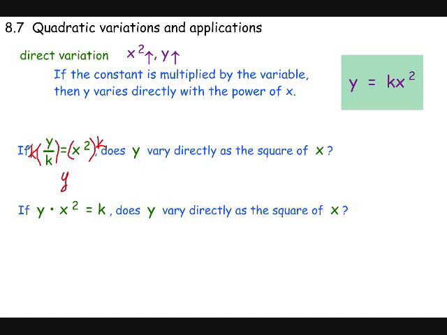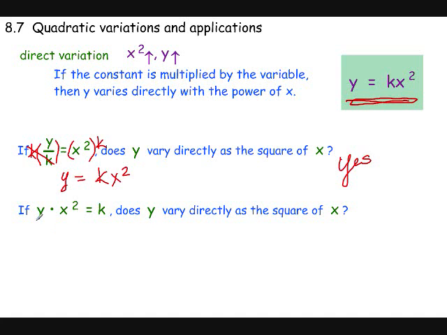And I then have k over k, which is 1. y equals k x squared. So the answer here is yes. And that's how you can always prove it. Just see if you can get it to take the form of what you know is a direct variation. How about this one? y times x squared. Can we get that to fit this form?